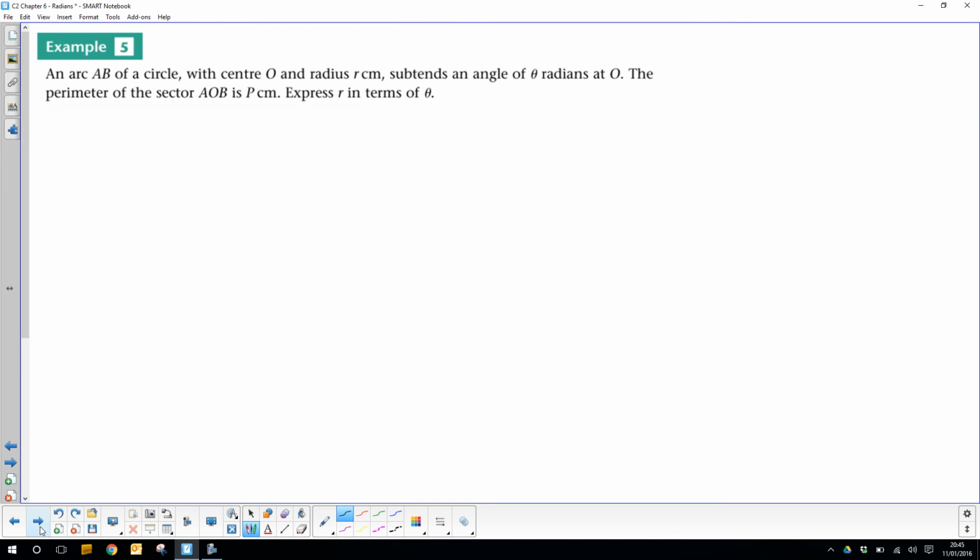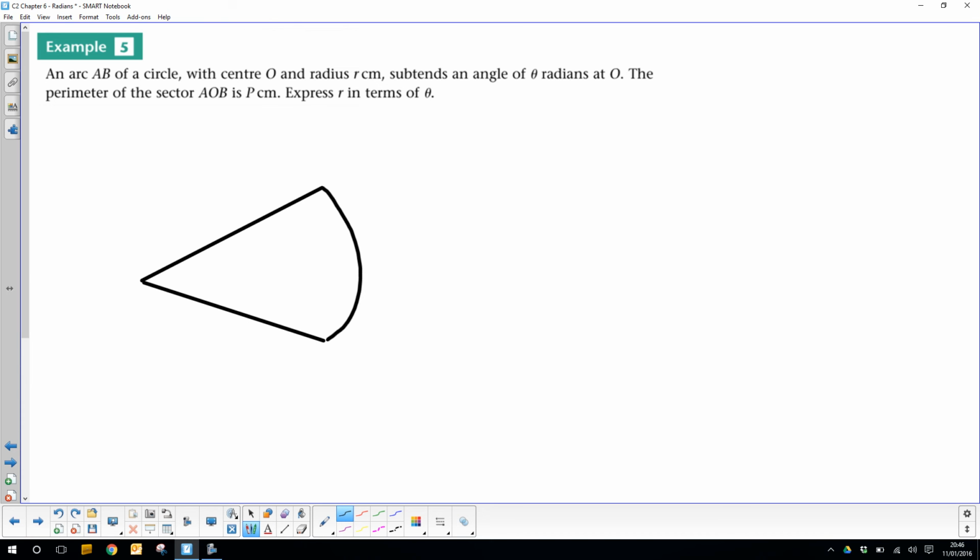We can move on. And it says, an arc AB of a circle with centre O and radius r centimetres subtends an angle theta radians at O. The perimeter of the sector AOB is P. Express r in terms of theta. Right, well, this seems a little bit wide open to begin with. I'm not convinced we're given a huge amount here. So what we'll do is we'll draw a diagram, and then we'll try and analyse it bit by bit.